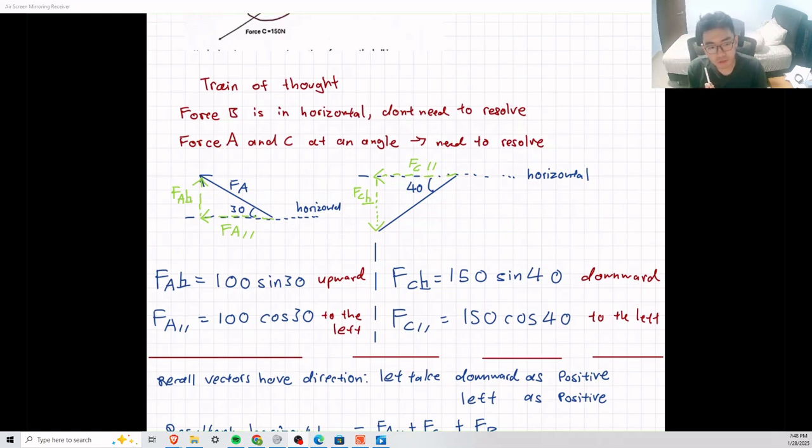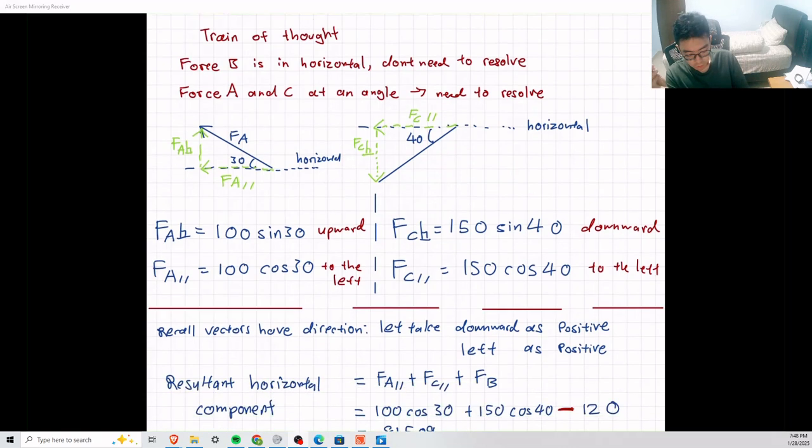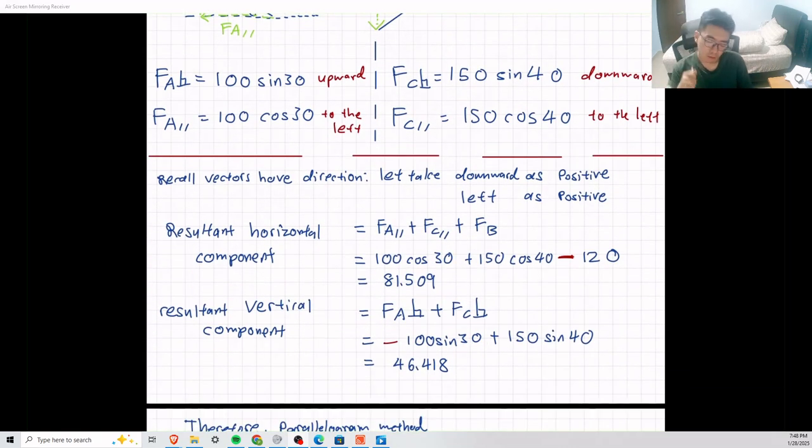Now why this is important is because you recall that vectors have direction, so we need to determine which direction we want to be positive and which direction negative. If I say let's set right to be positive, it means left is negative. Let's set upwards to be positive, downwards negative. In this case, Mr. Pang has taken downwards as positive, left as positive, for simplicity's sake, because I have already done the question.